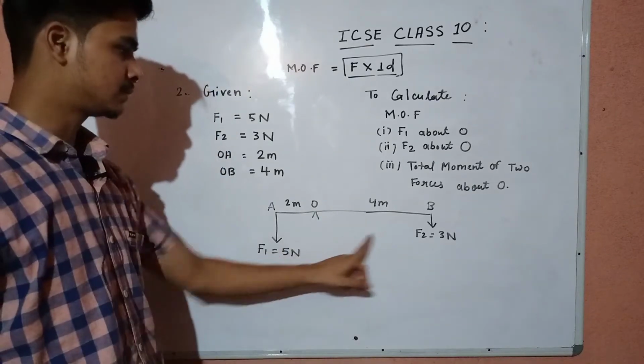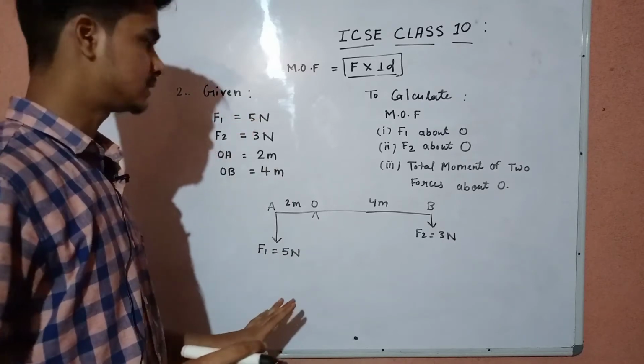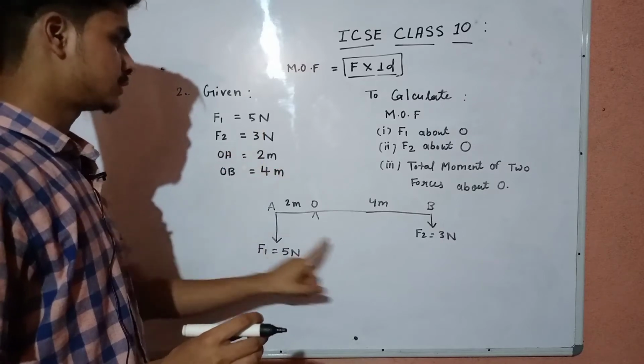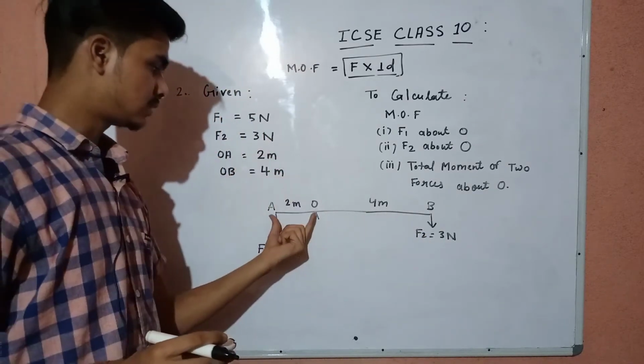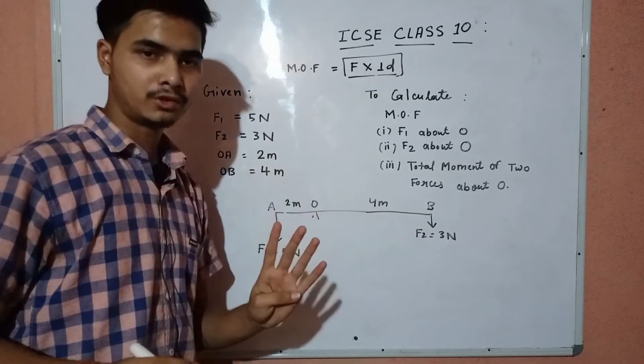This is the diagram given for the question. The given things for this diagram are: there is a force F1 which is of 5 Newton, there is also a force F2 which is of 3 Newton. The distance of OA is 2 meter and the distance of OB is 4 meter.